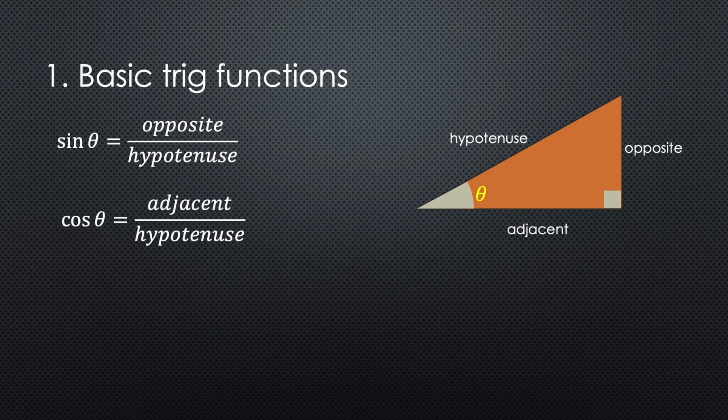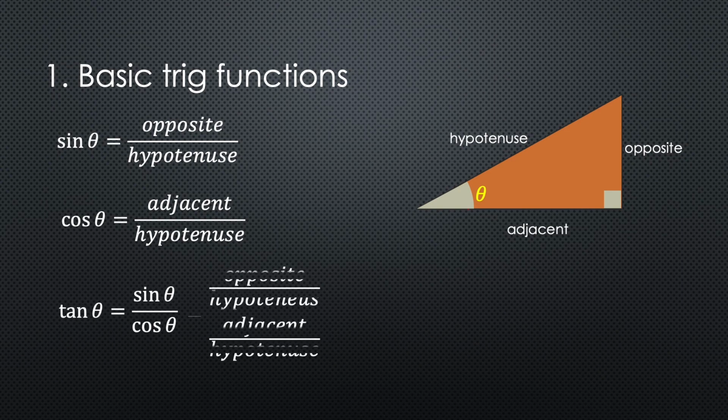Cosine of theta is adjacent over hypotenuse. And tan of theta is defined as sine over cosine. Crossing out hypotenuse, we have that tan of theta is equal to opposite over adjacent.